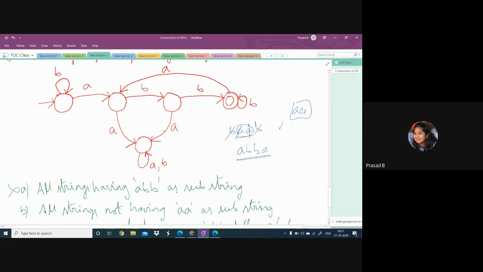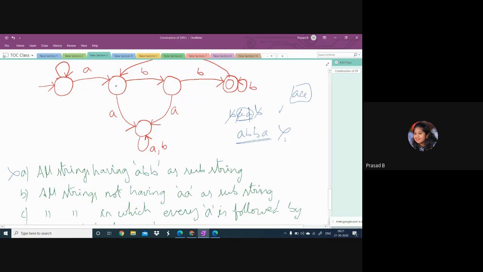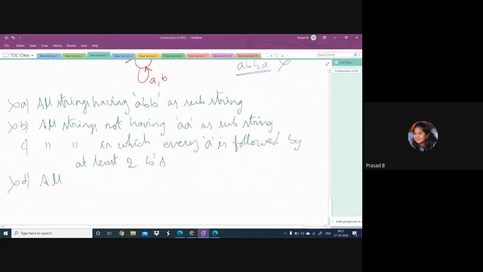Let us check this one. A, then B, then B. From the initial state, it comes back to this state on A. So it is non-final, not accepted. So the second option is also not correct. According to the second option, if the AA substring is there, it will not be accepted, and that case is perfect. But if AA is not there, it should be accepted according to the second option. Whether AA is there or not, it is not accepting. So the second is not correct. So when A, B and D are not correct, then C is the answer.